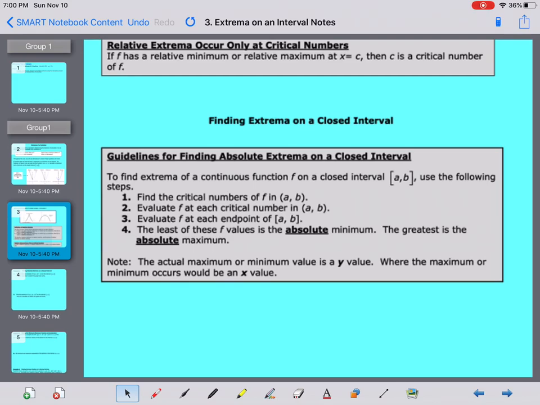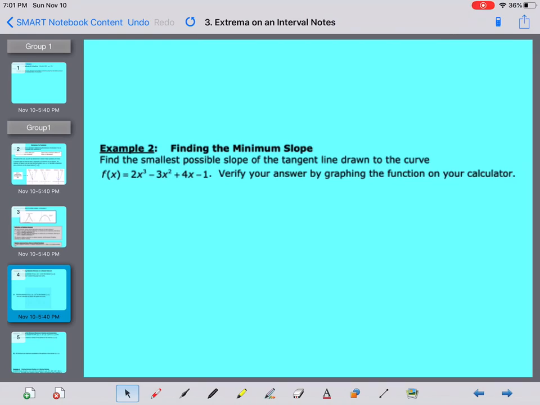The first part of it was finding our critical values. Remember, our critical values are any values where our first derivative is 0 or undefined. Then we take each one of those critical values and plug it into the main function, as well as the endpoints. Whatever yields the highest value is going to be our absolute maximum, and the lowest value is going to be our absolute minimum. We use something called the candidates test for this, and I'll talk about it when we actually do it.